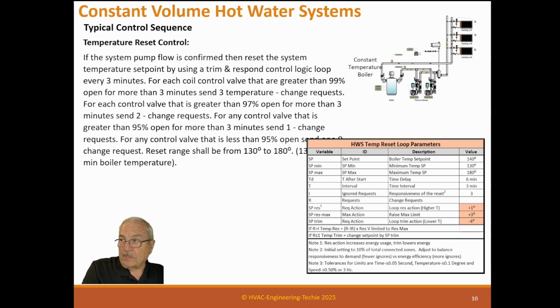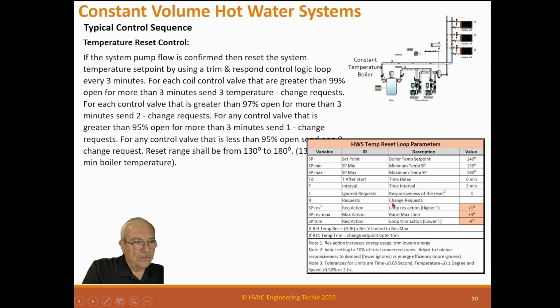If you raise this, then it's going to get less responsive. It'll go down in its responsiveness. If you put 1, the responsiveness will go up, but that also drives the loop a little bit crazy. So you need some kind of reset in there, or some responsiveness in there. In note 3, the tolerance for limits or time is 0.05 seconds, temperature is 0.1 degree, and speed is 0.5% or 3 hertz. So that is the accuracy response that we're expecting within these reset sequences. These are the parameters to make this all work.